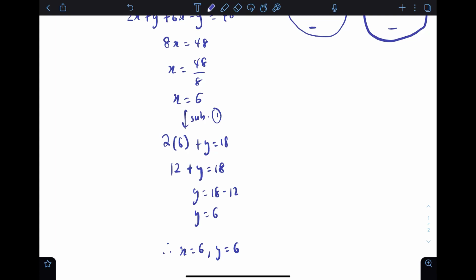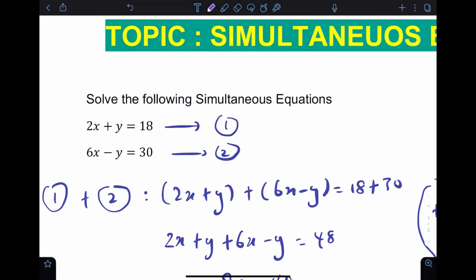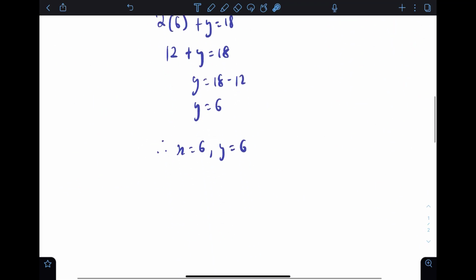Now, how do we check our answer? Go back to your equations and let's check it out. 2 times 6 plus 6. Is it 18? Yes, it is. 12 plus 6 is 18. 6 times 6 minus 6, 36 minus 6 is 30. So our answer of x is 6 and y is 6 is correct.